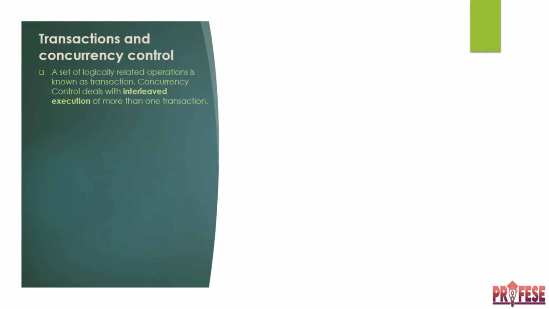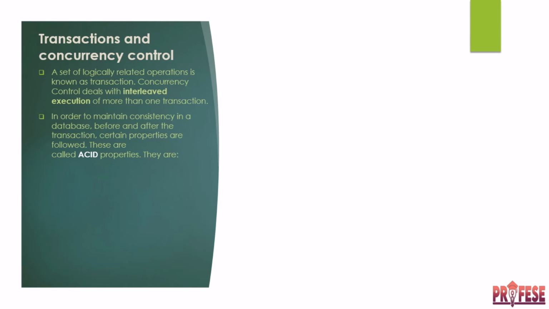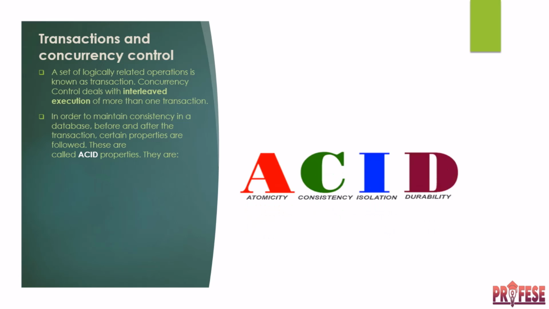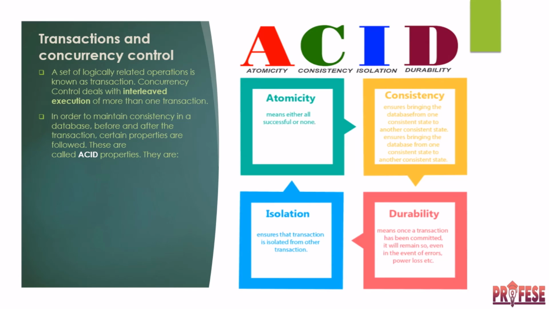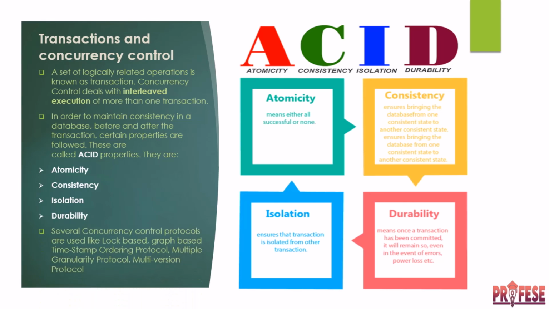Transactions and concurrency control. A set of logically related operations is known as a transaction. Concurrency control deals with interleaved execution of more than one transaction. In order to maintain consistency in the database before and after the transaction, certain properties are to be followed, and they are called ACID properties: A for atomicity, C for consistency, I for isolation, and D for durability. Several concurrency control protocols are used, like log-based, graph-based, timestamp ordering protocol, multiple granularity protocol, and multi-version protocol.